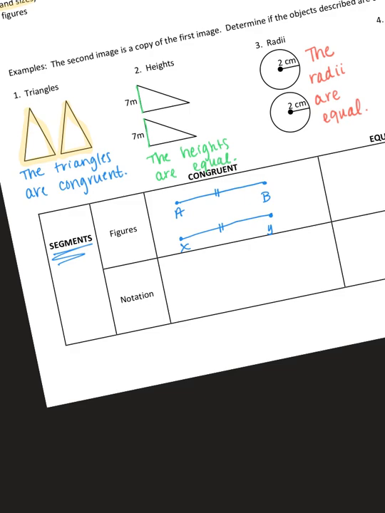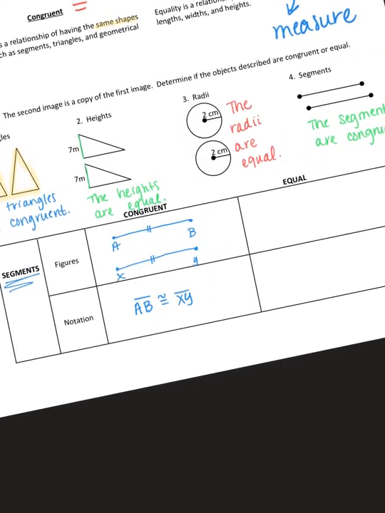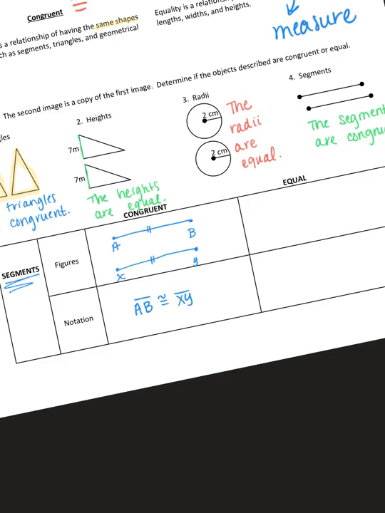Now to write about that, congruence has a very specific notation. So we're going to use a notation for line segment, and we're going to say segment AB is congruent to, with the congruent symbol, segment XY. Okay, so remember that segments are congruent. Now, when we think about equality, we don't say that segments are equal. We say that segments have equal length. Okay, so that's a little bit different.